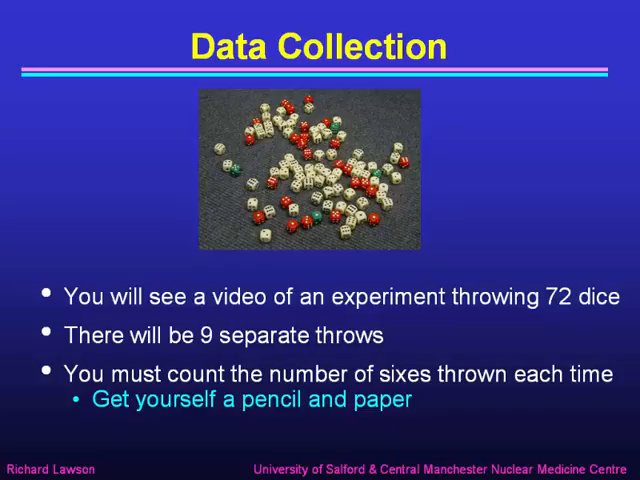To collect the data, you will see a video of an experiment throwing 72 dice. There are going to be 9 separate throws, and all you've got to do is to count the number of sixes thrown each time. So you'll need to get a pencil and paper so that you can record the results. If you haven't got one handy, pause this video and continue when you've got something to write with.